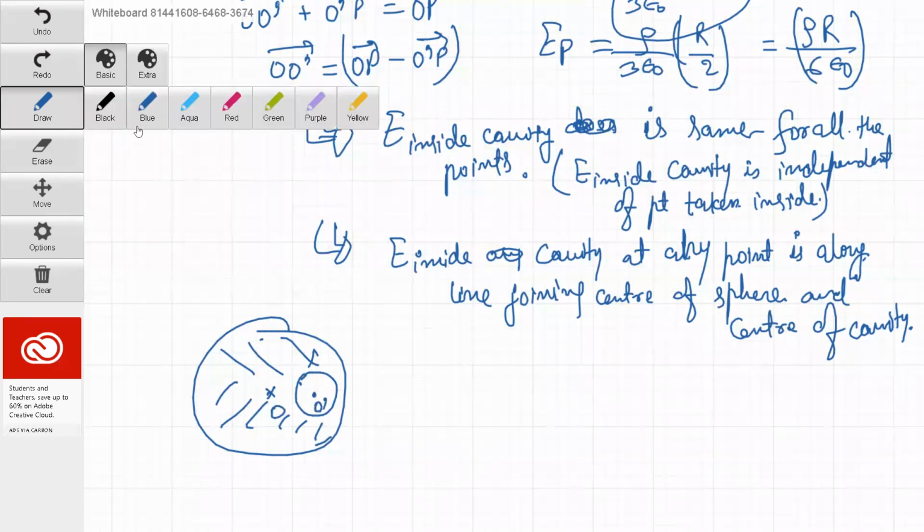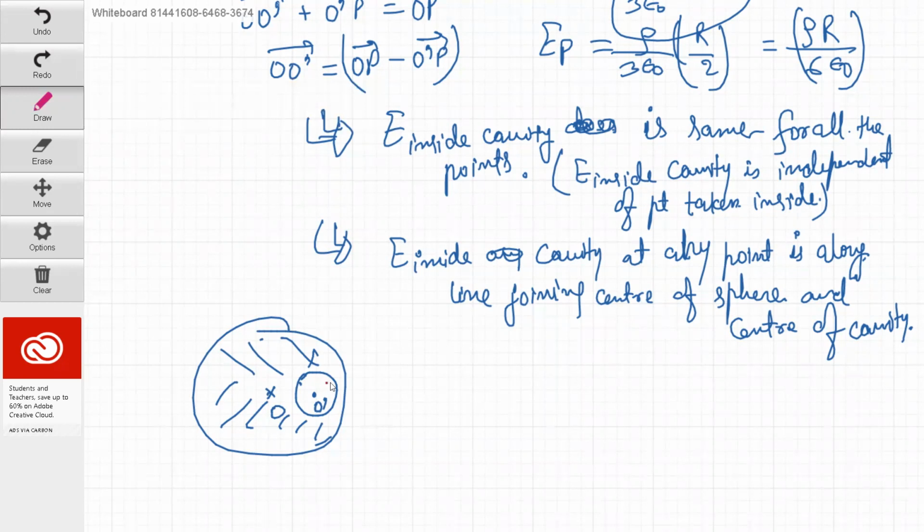Suppose I have taken a point P inside it at this place. At point P, the electric field will be in this direction, along the line joining O and O dash. This is the direction of the electric field at point P, the electric field direction inside the cavity. Hope you understand. Is this all right?